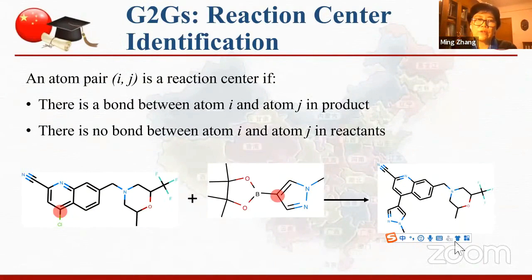So for the reaction center identification, we say that an atom pair I, J is a reaction center if there is a bond between atom I and atom J in the product, so they have some connection, and there is no bond between atom I and atom J in the reactants.